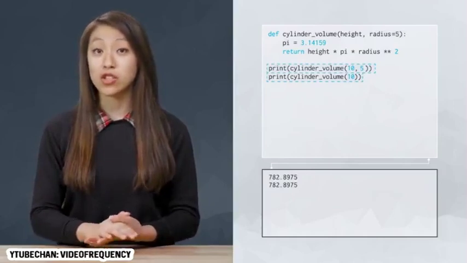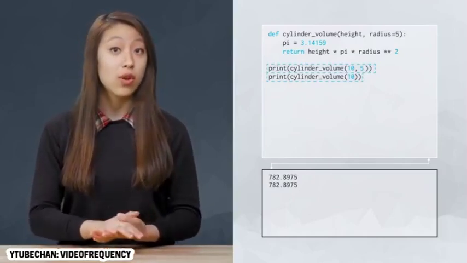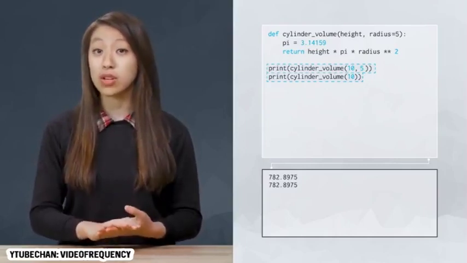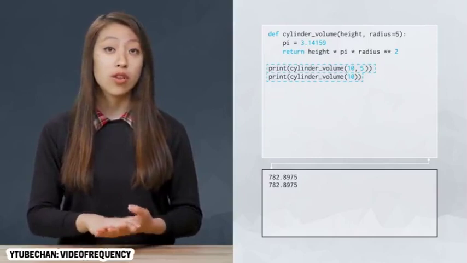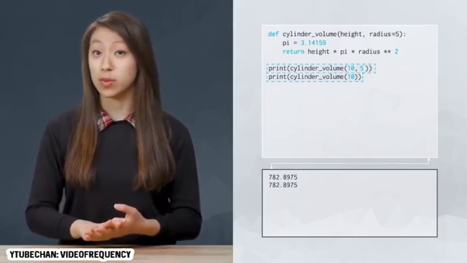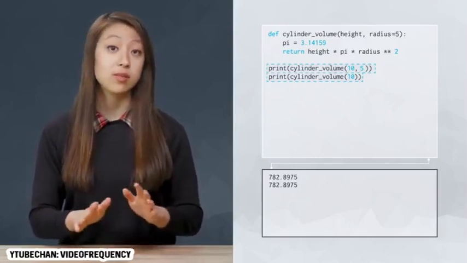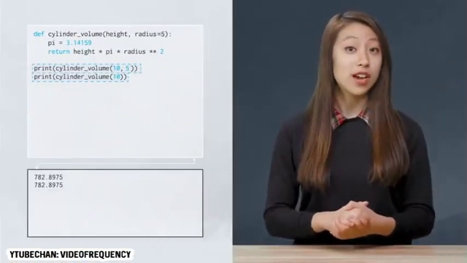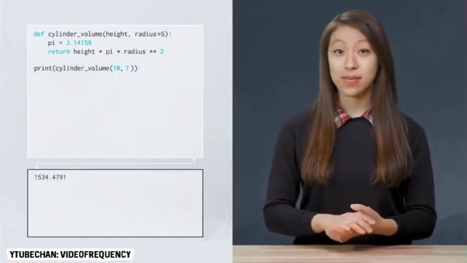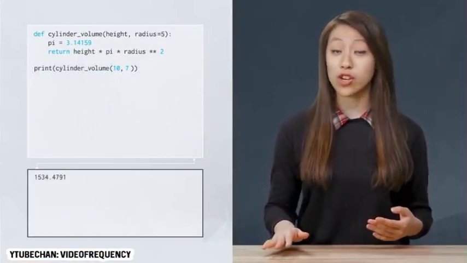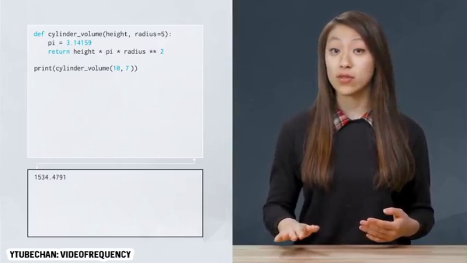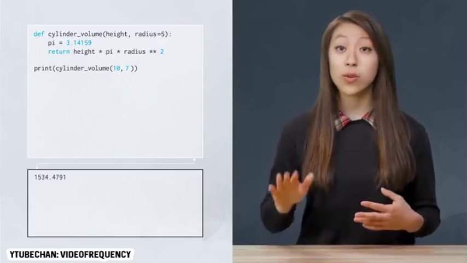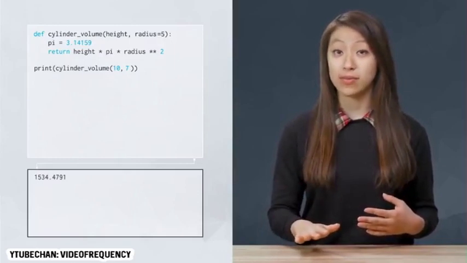Default arguments allow functions to use default values when those arguments are omitted. This is helpful because it can make your code more concise in scenarios where there is a common value you can use for a variable, although you still want it to be customizable. In this example, the default radius is 5, but we can still change this. This time, when we call the function, we are overriding the default value of 5 and calculating the cylinder volume for a cylinder with a radius of 7 instead.